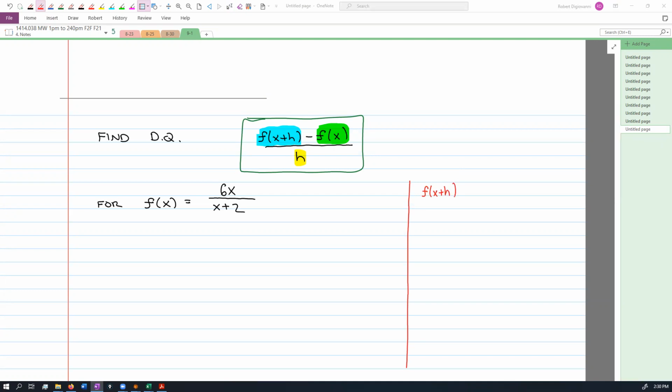I'm going to start working this out, but I'm going to do it in silence and you can kind of look up and see if you're getting the same thing.